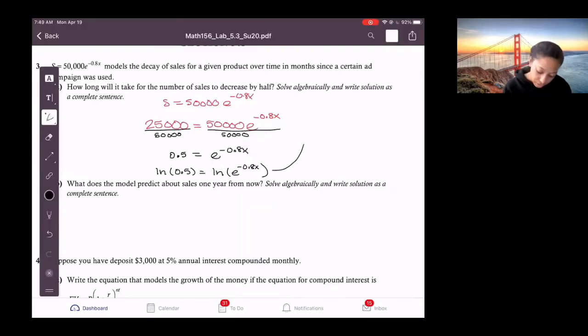And I'm running out of space here, so I have to go to the other side. ln of 0.5 is equal to negative 0.8x times ln of e. Remember, we said ln of e is 1. So this would just be ln of 0.5 equals negative 0.8x. And x would be equal to ln of 0.5 divided by negative 0.8.